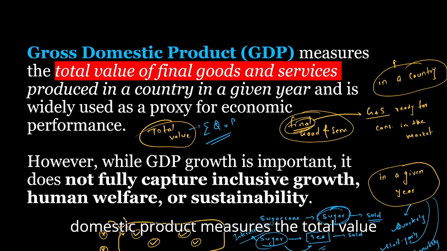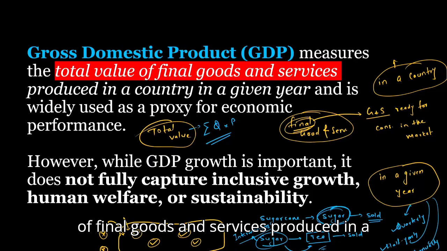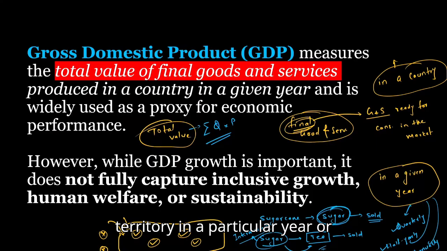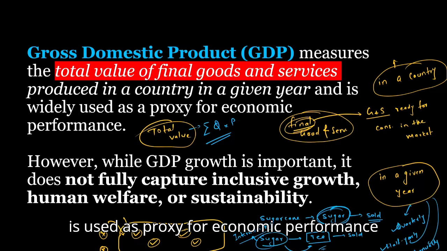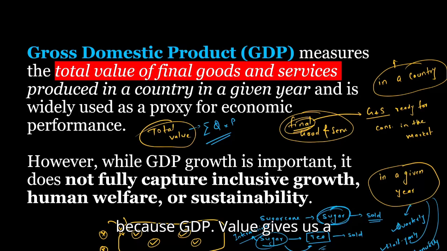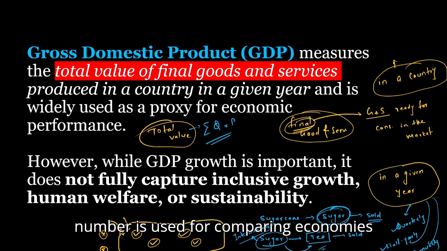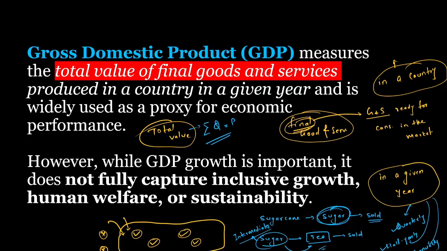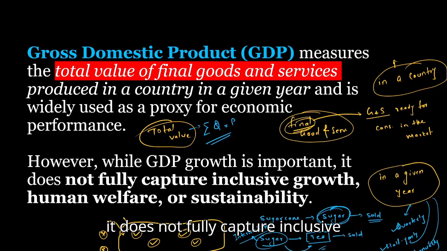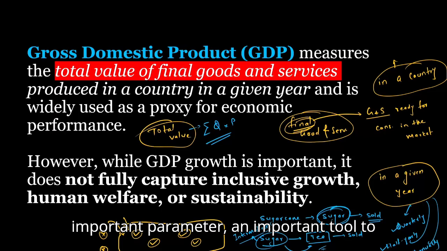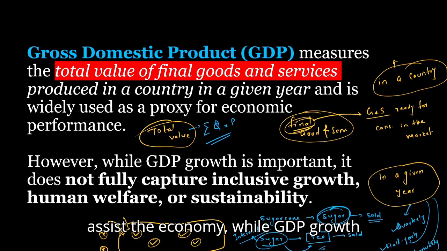So gross domestic product measures the total value of final goods and services produced in a territory in a particular year or particular time period, and is widely used as a proxy for economic performance. It is used as a proxy for economic performance because GDP value gives us a data, a value, a number, and this number is used for comparing economies all over the world. However, while GDP growth is important, it does not fully capture inclusive growth, human welfare, or sustainability. But still, GDP is considered an important parameter, an important tool to assess the economy.